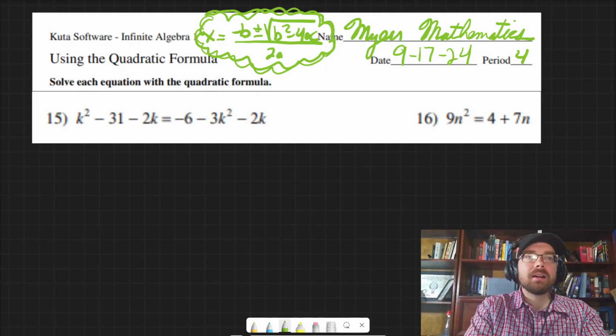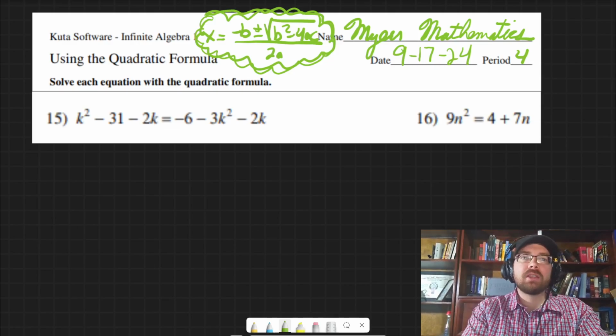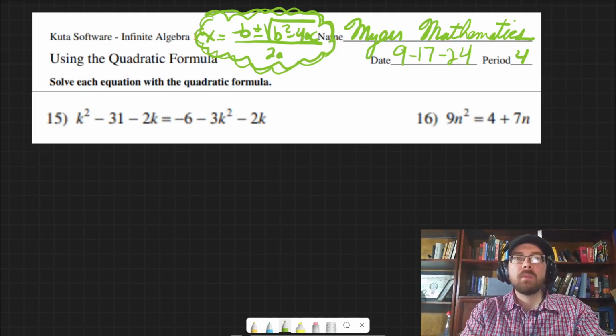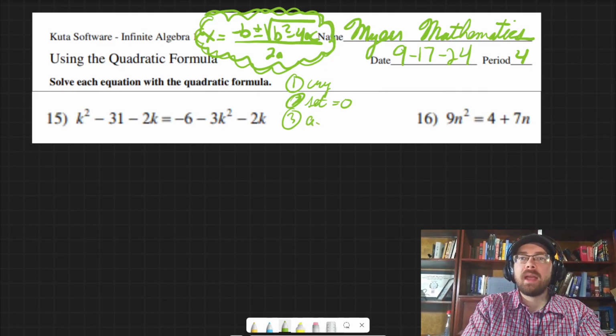We are looking at numbers 15 and 16 today using the quadratic formula. When we're using the quadratic formula, we need to set it equal to 0. Step 2, we need to set it equal to 0. And then we can find out what A, B, and C are. Then we plug them in.